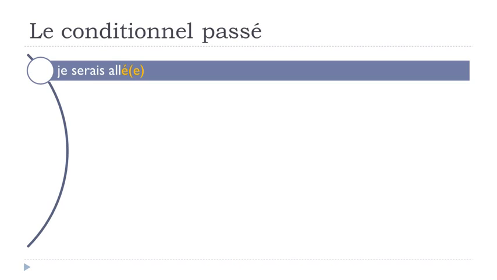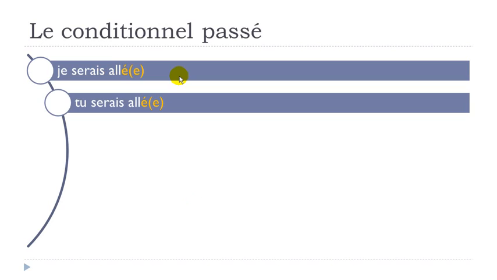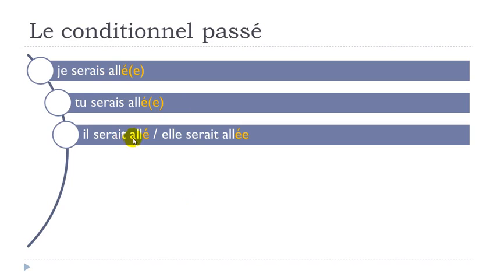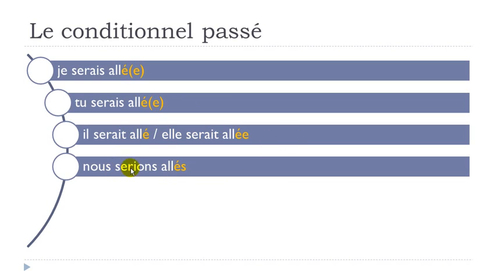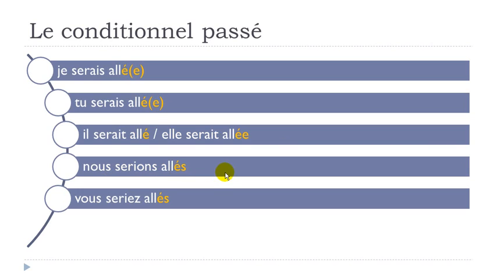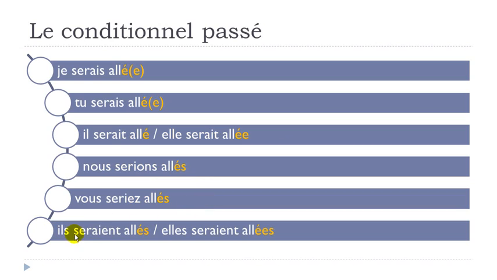So, je serais allé, okay, and if you want to make the liaison, it would be more beautiful. Je serais allé. Tu serais allé. Il serait allé. Elle serait allée. Nous serions allés. Vous seriez allé. Il serait allé. Elle serait allée. All right, so that's it.